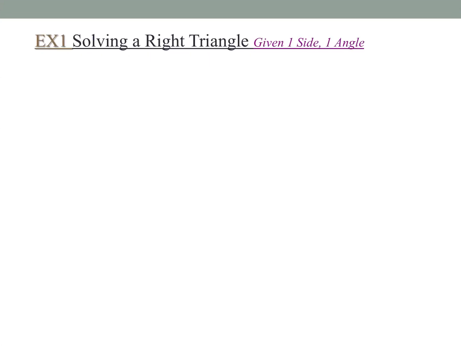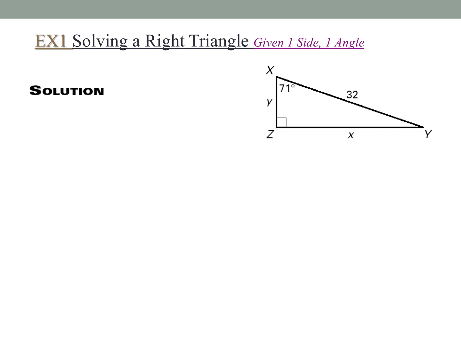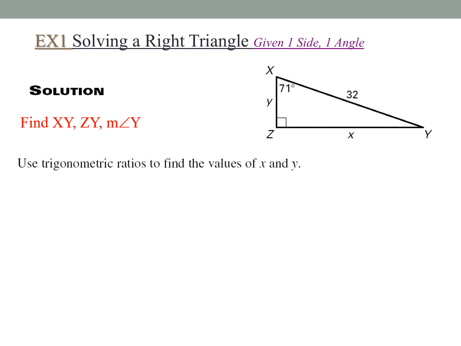This example demonstrates how we can find the missing sides and the missing angles of the right triangle by the given side and angle. First of all, you have to find the missing sides and the missing angles. The missing sides are the side XY and the side ZY, and the missing angle is measure angle Y. So we are going to find small x and small y using the trigonometric ratios.